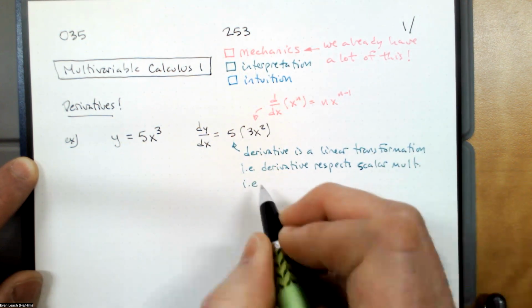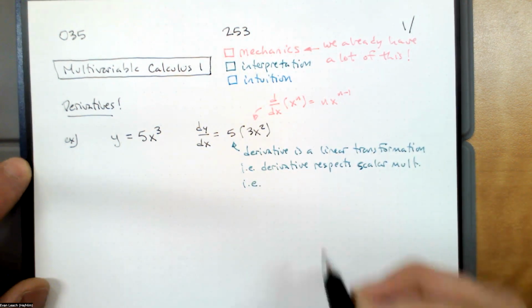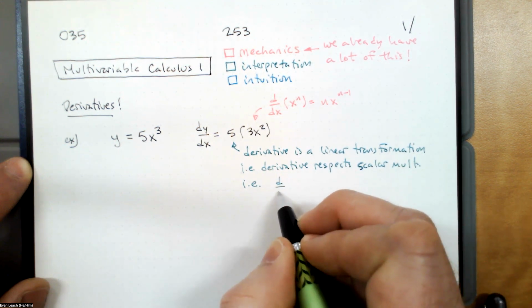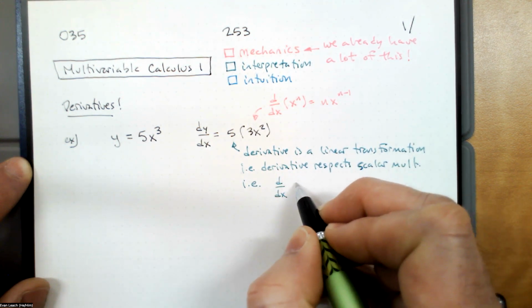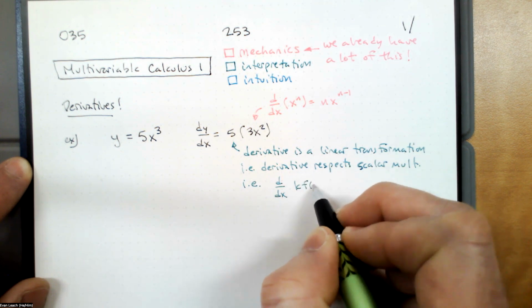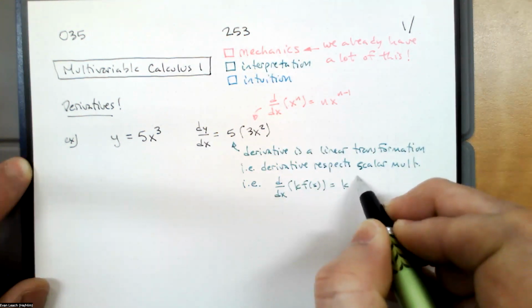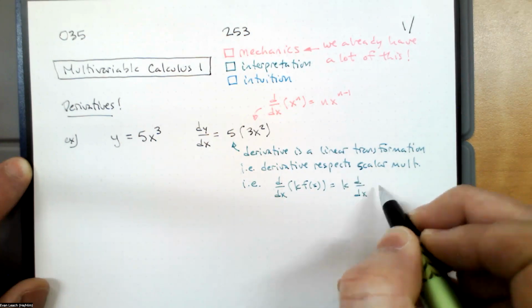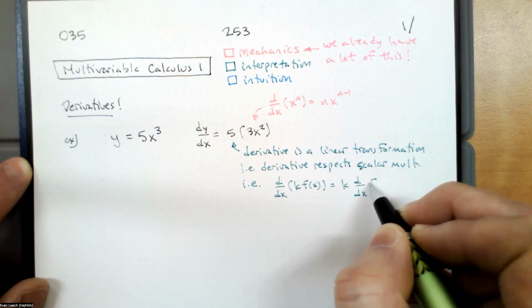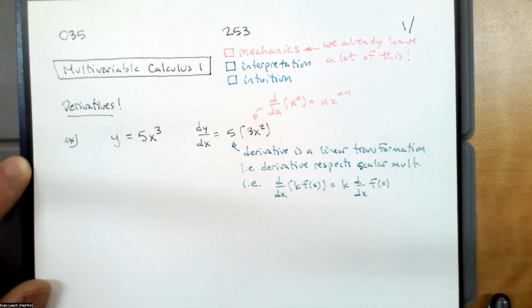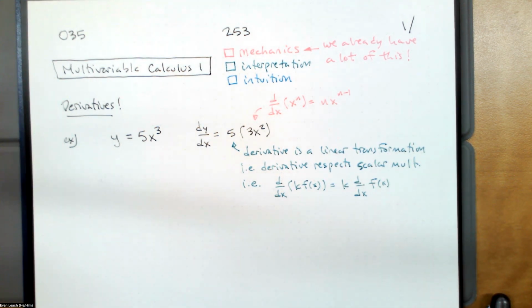That is, the derivative of a constant times a function is that constant times the derivative of the function. The 5 is constant. We multiply that constant by the derivative, 3x squared.